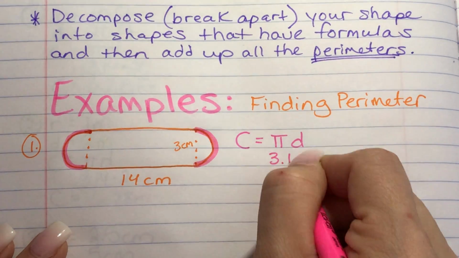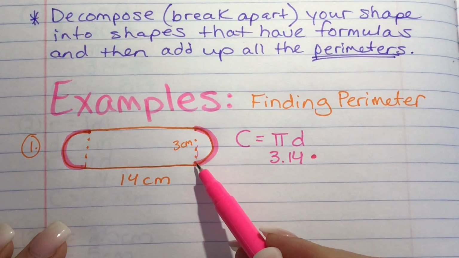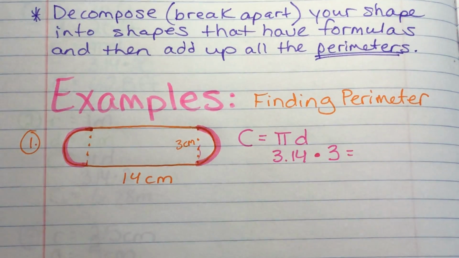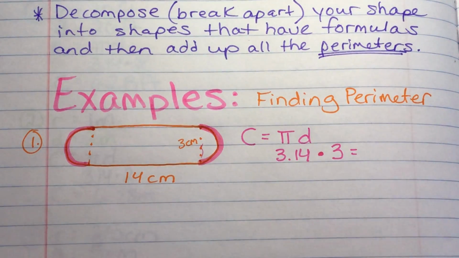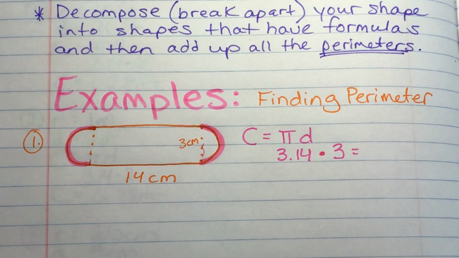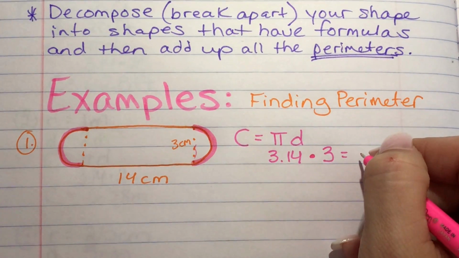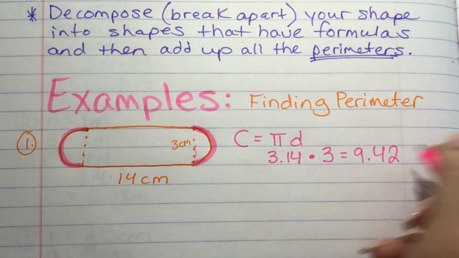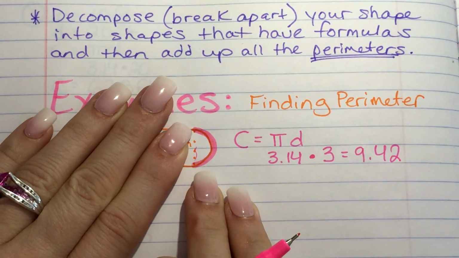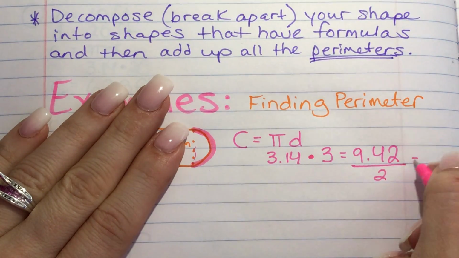So pi is 3.14, and we're going to multiply it by the diameter. What's the diameter? 3. Okay? And that's going to equal what? Y'all went straight for calculators. Good. 9.42. The other two classes waited for me. Okay, so that right there is only half of a circle. So that means I need to divide that by 2. And what does that equal?